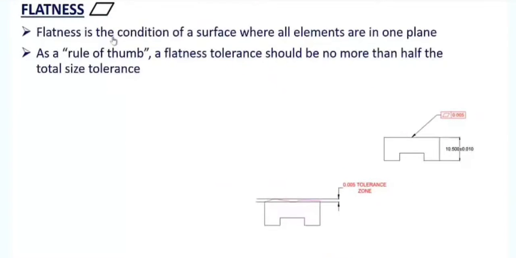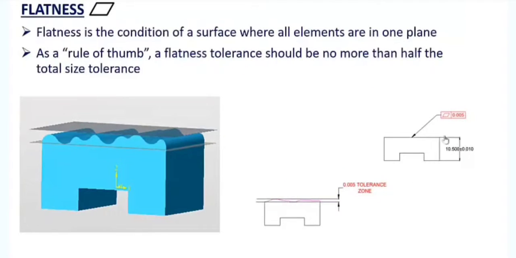total size tolerance. What it is trying to say is, in this drawing, the size tolerance is 10.5 plus or minus 0.01. So the total tolerance for this thickness will be plus 0.01 to minus 0.01, which comes to 0.02. What the rule says is the flatness tolerance can be less than 50%, meaning this can be within 0.01. It can be from 0.001 to 0.01. So that is what the thumb rule says.